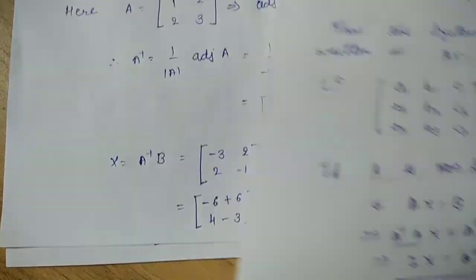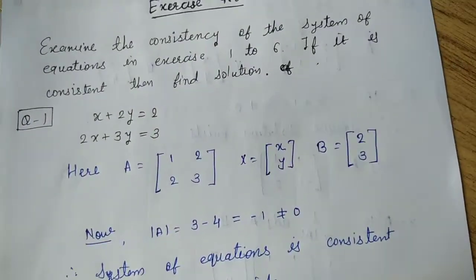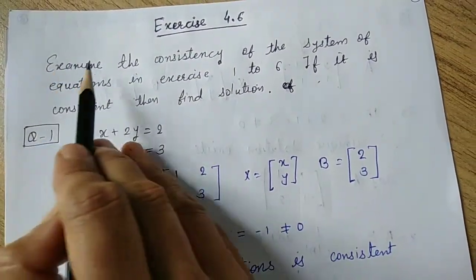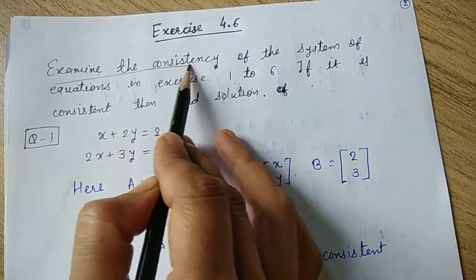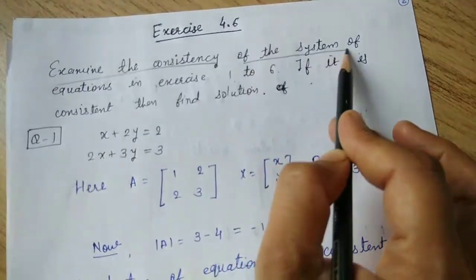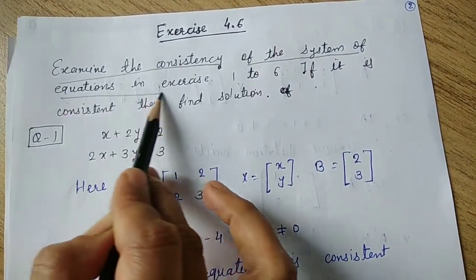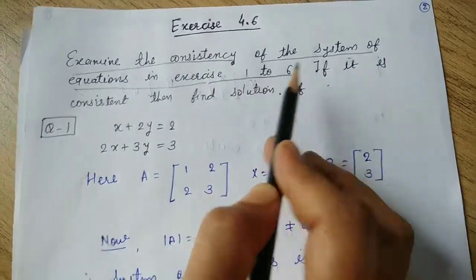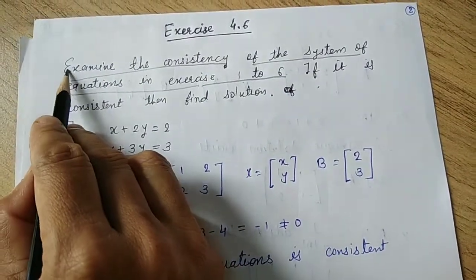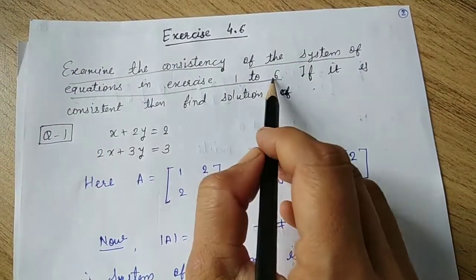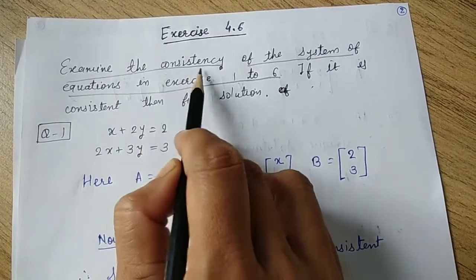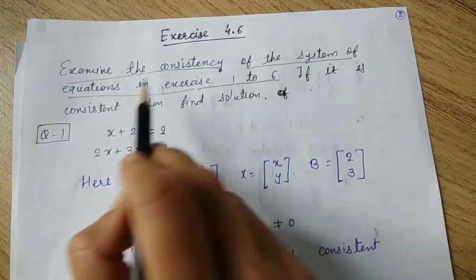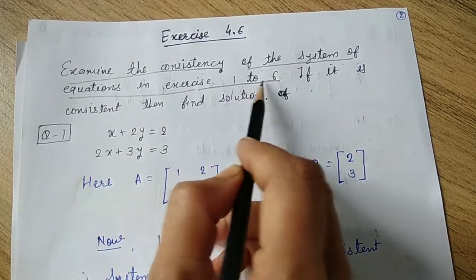So let me see, students, the first question. Here you have the first question: examine the consistency of the system of equations in exercise 1 to 6. Students, the question in your textbook is only this much: examine the consistency of the system of equations in exercise 1 to 6.